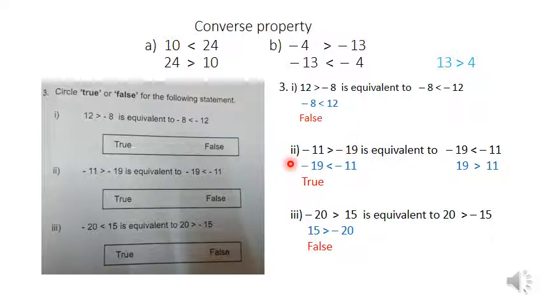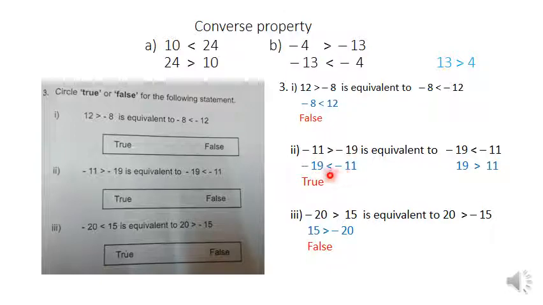Number 2. Negative 11 is greater than negative 19 is equivalent to negative 19 is less than negative 11. Okay, you try to find your converse property first. Negative 11 is greater than negative 19. You write the opposite. You write negative 19 first. After that, you write negative 11.